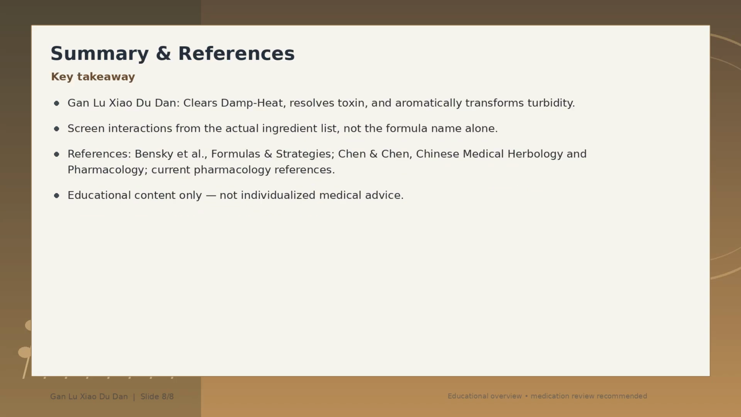In summary, Ganlu Xiaodu Dan is best understood as a pattern-based prescription, whose action is to clear damp heat, resolve toxin, and aromatically transform turbidity. The key safety principle is targeted interaction screening plus objective monitoring when risk is plausible. Standard references for further study include Chinese Herbal Medicine: Formulas and Strategies by Bensky and colleagues, Chinese Medical Herbology and Pharmacology by Chen and Chen, and current drug interaction and pharmacology references.